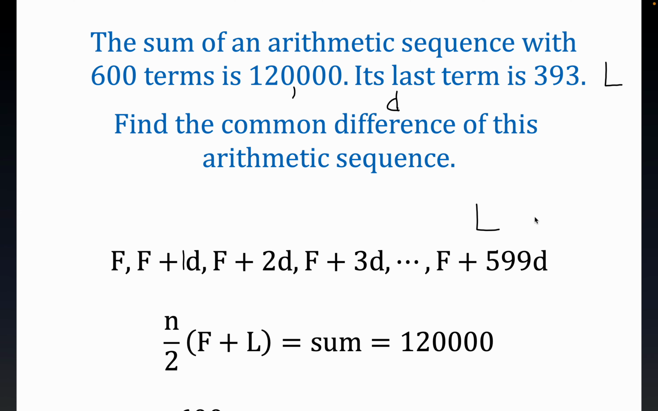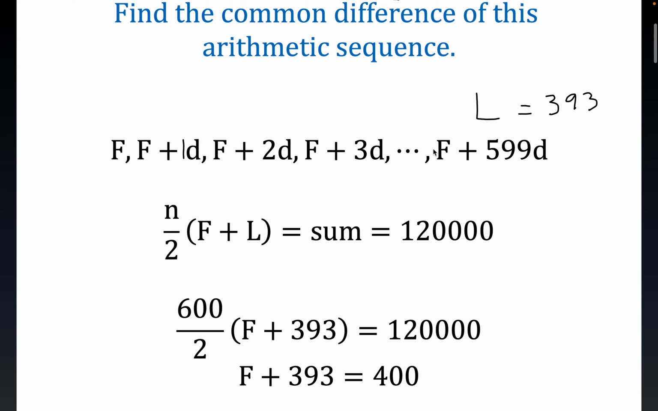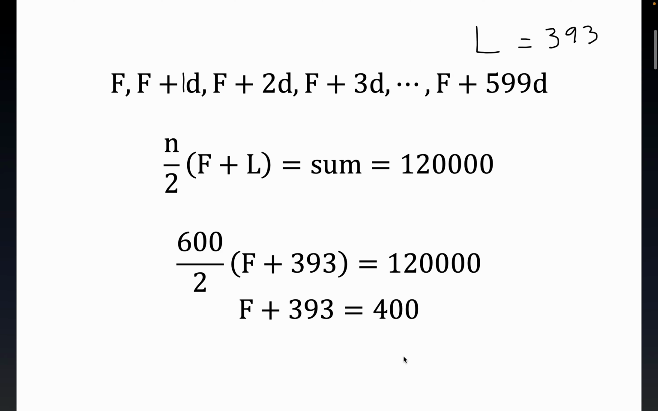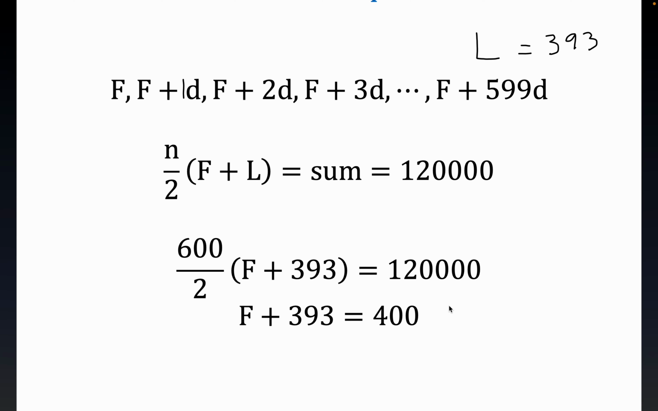Now the last term is given to be 393, so let's go ahead and write that in. Now let's keep moving. Given the truth of this, the rest is just substitution, and you get this and some reduction here. This is 300. 120,000 divided by 300 is 400. So this would certainly imply that F, the first term, is 7. That's important to know, since the last term is represented in terms of the first term, and so is D.